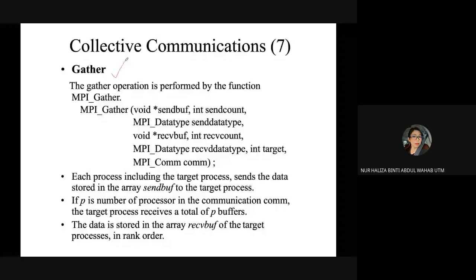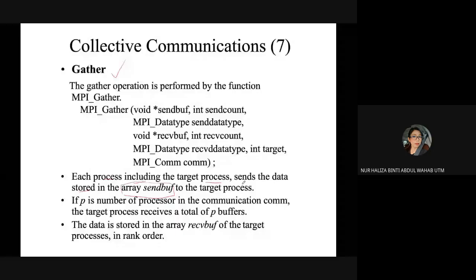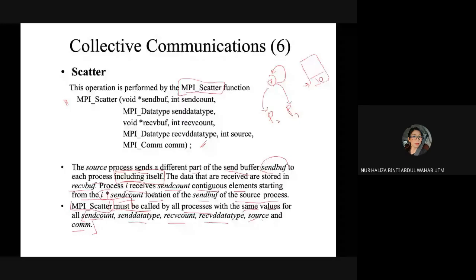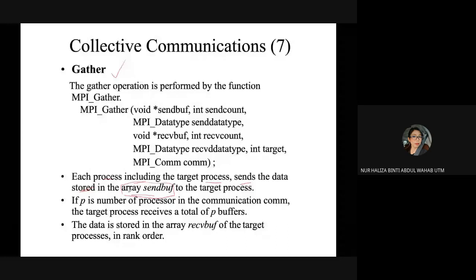The gather function is to process, including the target process, and send the data to be stored in the array send buff. You can see it sends the data and stores it in array send buff. All of them have a different way of storing. Like your scatter, it stores in your receive buff, but in your gather, it is going to put and store in your array send buff to the target process.